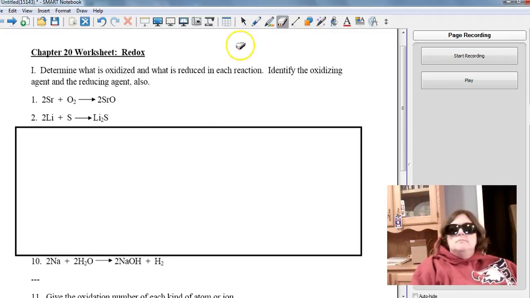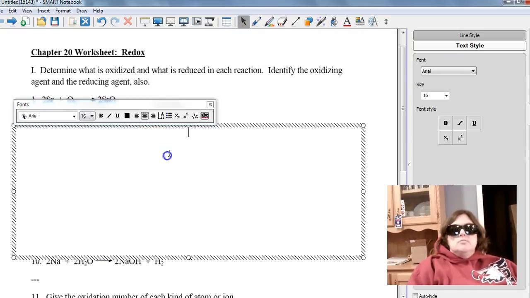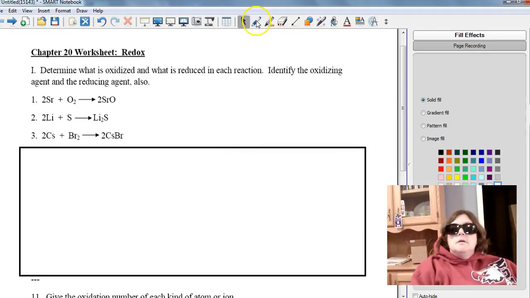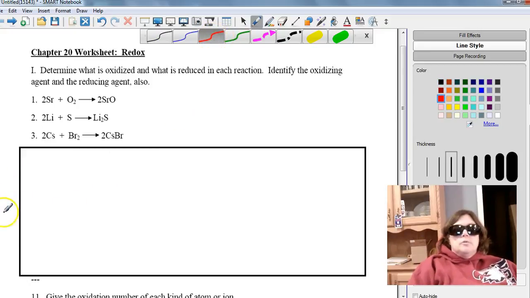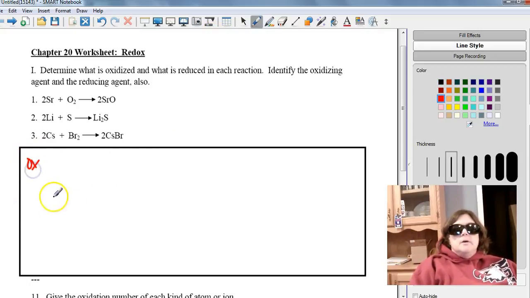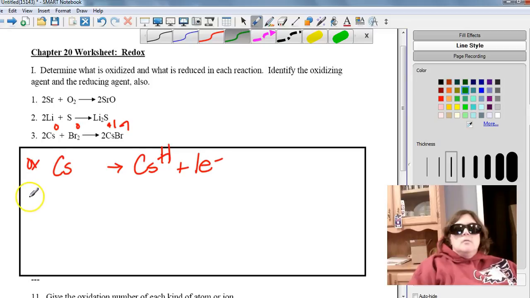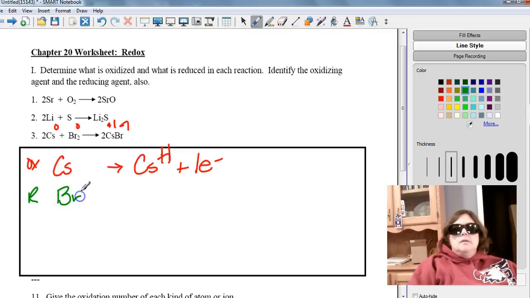Now, my suggestion is, as we do this next one, that you go ahead and hit pause and try it on your own and then check your work. What's being oxidized? Cesium's a 0, bromine's a 0. Cesium's becoming a +1, bromine's becoming a -1. So the cesium is being oxidized. And he's losing 1 electron. The reduction is the bromine.